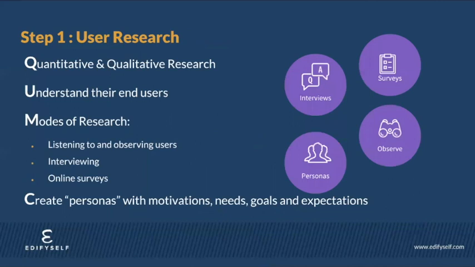So let's take each step of this process one at a time to understand it more clearly. The first step is user research. User research is broadly classified into two terms: quantitative and qualitative research. Quantitative research is talking more about numbers.